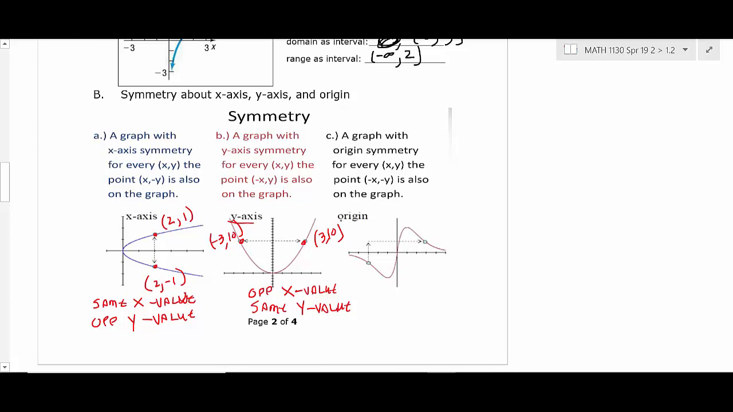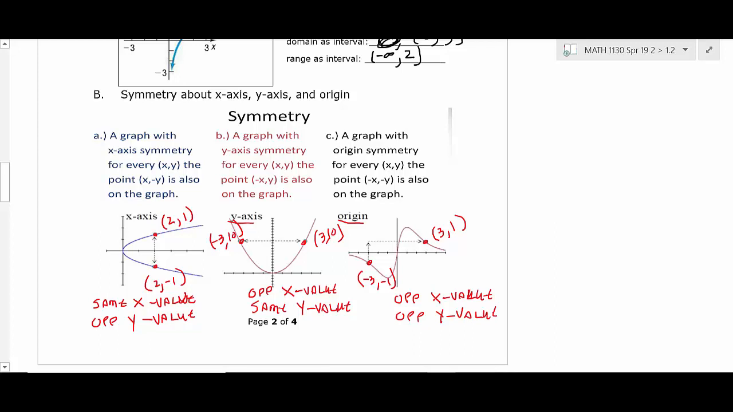Now the next one we have is symmetry about the origin. This point, I'm just going to say it's (3, 1). This point over here looks like it's the point (-3, -1). So the other type of symmetry basically says if you have an opposite x value, then you also have an opposite y value. And what is origin symmetry? Just think of it this way.